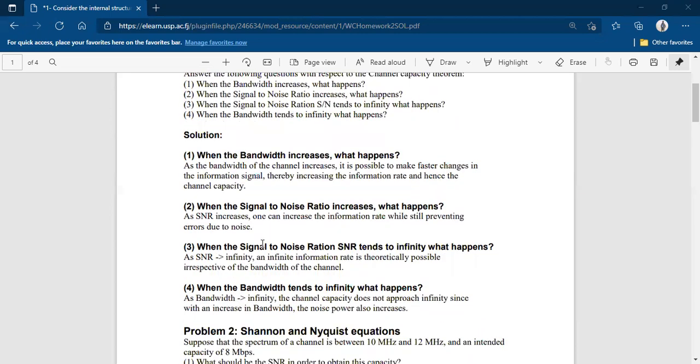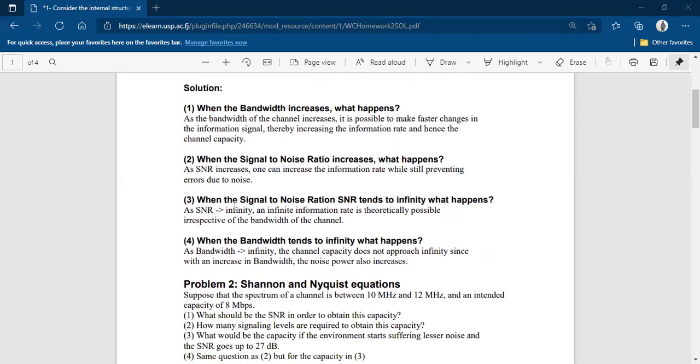2, when the signal to noise ratio increases, what happens? One can increase the information rate while still preventing errors due to the noise. If the SNR increases, that indicates we have more signal compared to noise. So the quality of the information is intact, there is less room for errors, and less distortion caused by the noise in the channel.